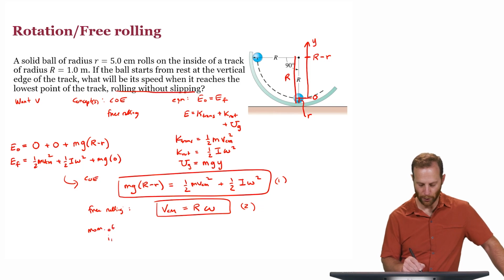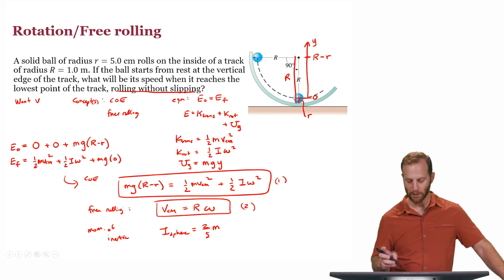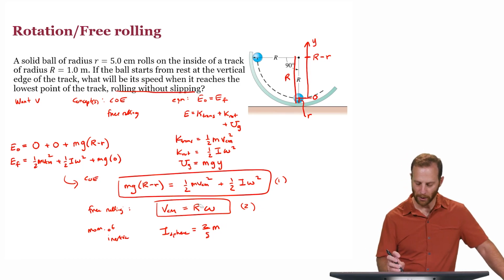The moment of inertia of a sphere, in particular a solid sphere, is given by 2/5 times the mass of that sphere times its radius squared. And at this point, I can see that there's already a mistake. We have to be very careful.